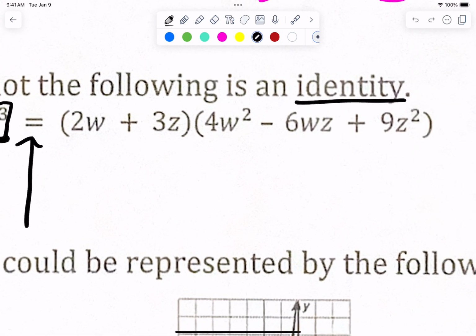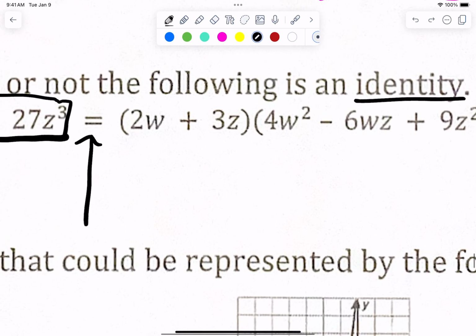We don't have the formula written down. So, if you wanted to, you could. Yeah, that'd be fine. Okay, so let's multiply 2w times 4w squared is 8w to the third.